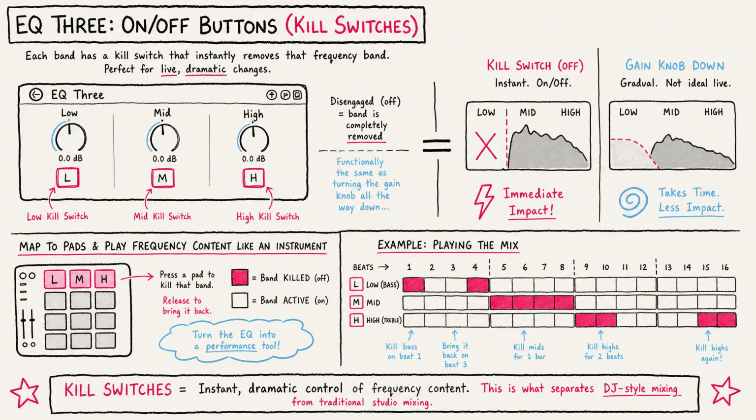Map them to pads on a MIDI controller, and you can play frequency content like an instrument, killing the bass on beat 1, bringing it back on beat 3, killing the highs for 2 bars, and so on. This real-time manipulation of frequency content is what separates DJ-style mixing from traditional studio mixing.